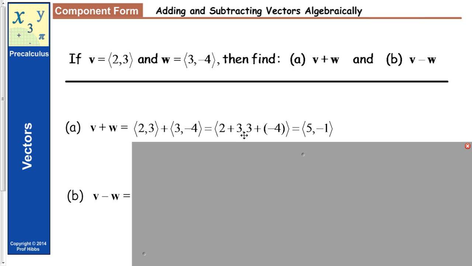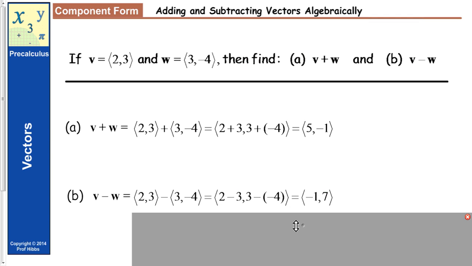And then the vertical component, the second component, we get by adding the two second components from the two vectors, 3 plus negative 4. And real quickly, we get the vector 5 comma negative 1. That's all there is to it, and that's simple. And geometrically, it would be equivalent. So this is a lot easier for us to do.